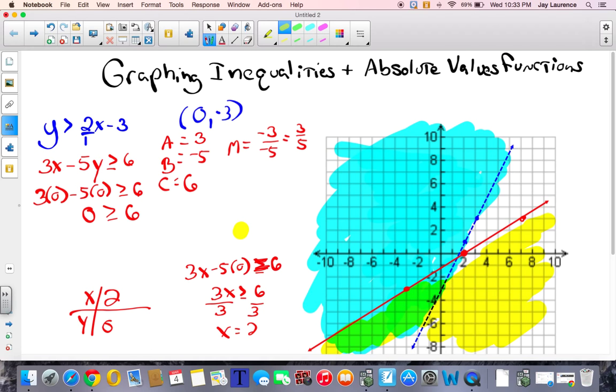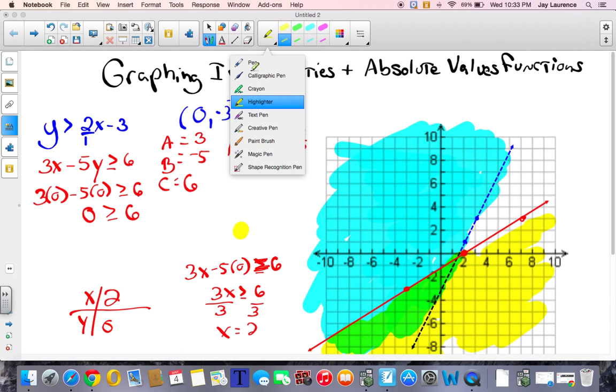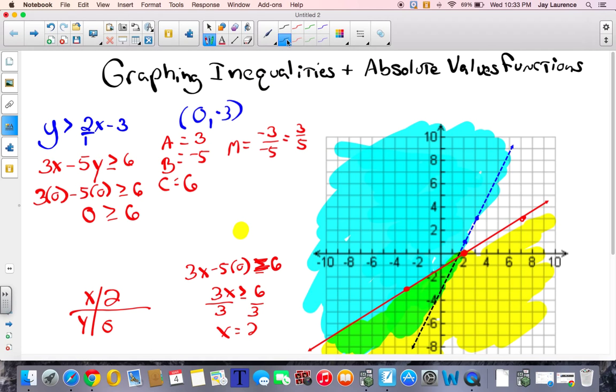So the solution to this linear inequality is this triangular region down here. Okay? Should be pretty simple. It's a little bit long, but not difficult.